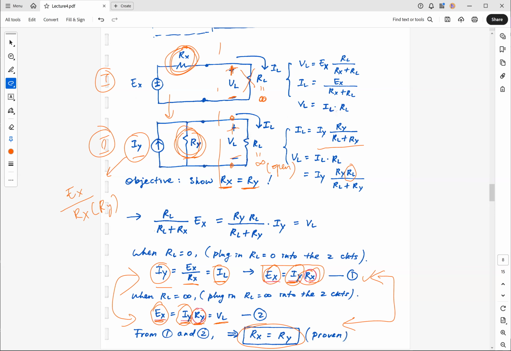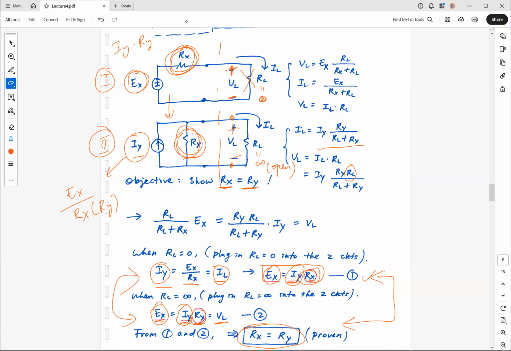I can say the opposite. If I want to transform this current source in parallel with this resistor into a voltage source in series with a resistor, then all I have to do is take Iy times Ry, or times Rx, and then I can get this Ex. So this is all based on just Ohm's law.